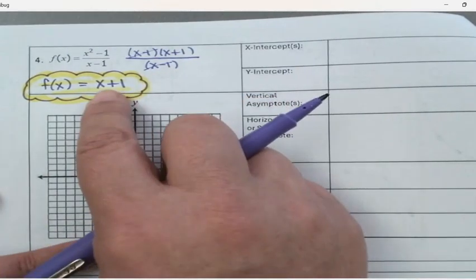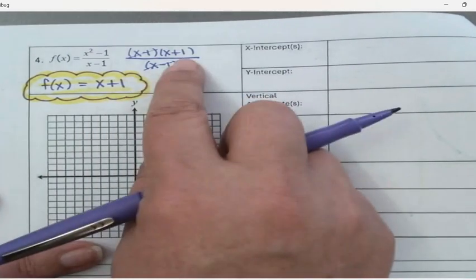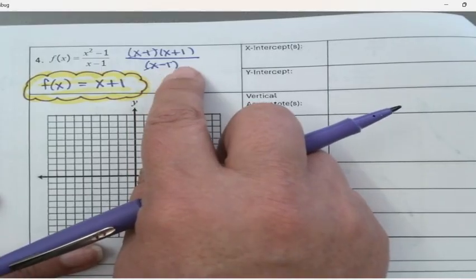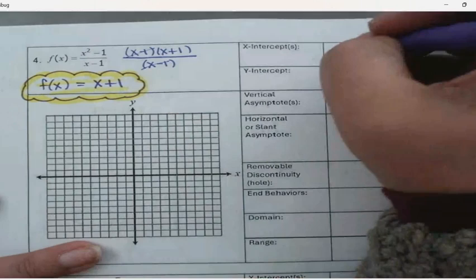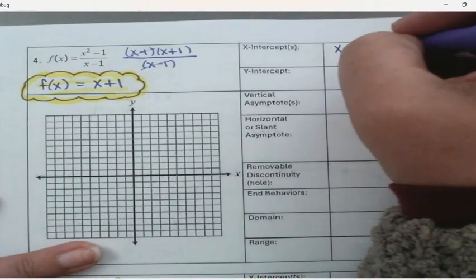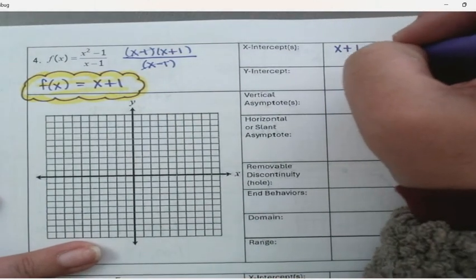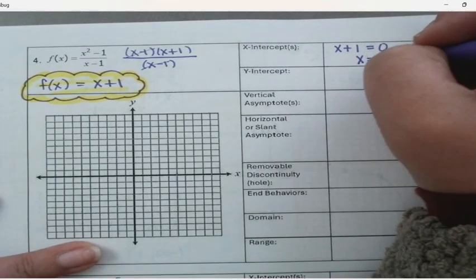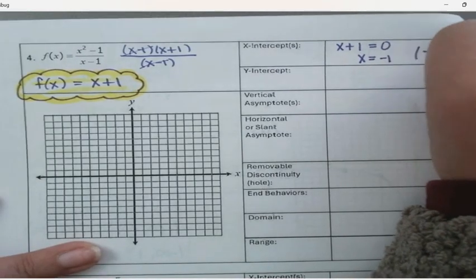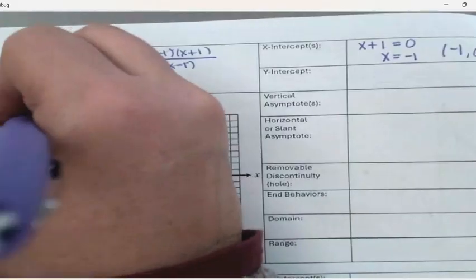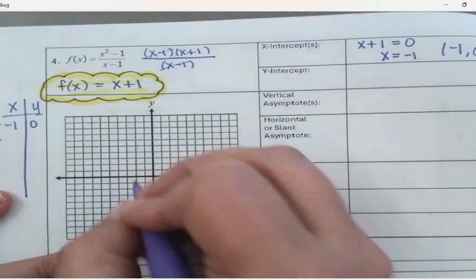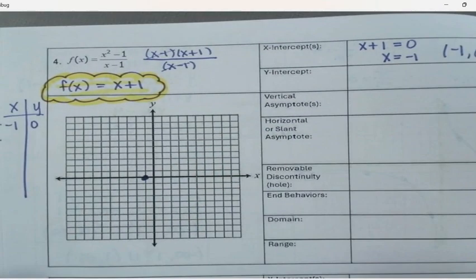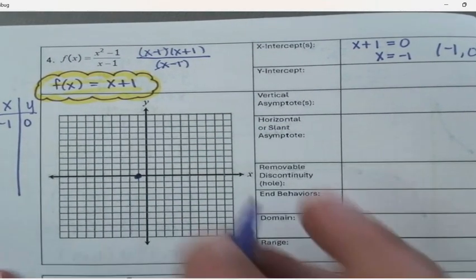X-intercept. To find the x-intercept, you set the numerator equal to 0. Well, my numerator in my simplified function is the x plus 1. Remember, it's just a 1 now in the denominator. So to find my x-intercepts, x plus 1, set the numerator equal to 0. So my x-intercept is at negative 1. Do I better get me a table over here so I can see my points that are happening? Negative 1, 0. There's my x-intercept.